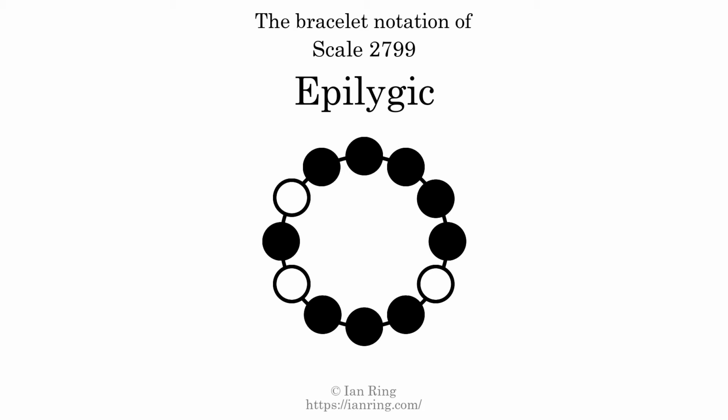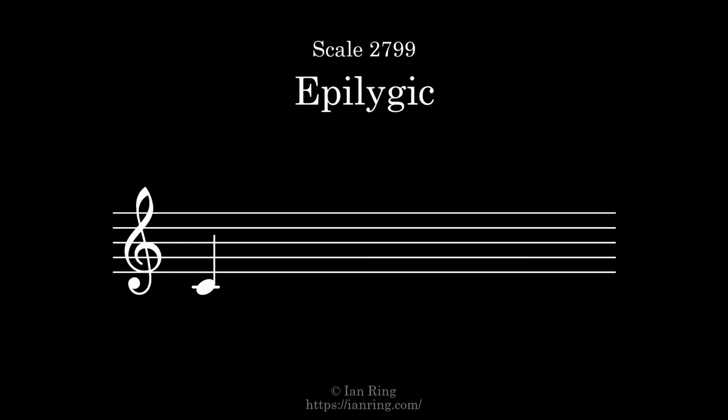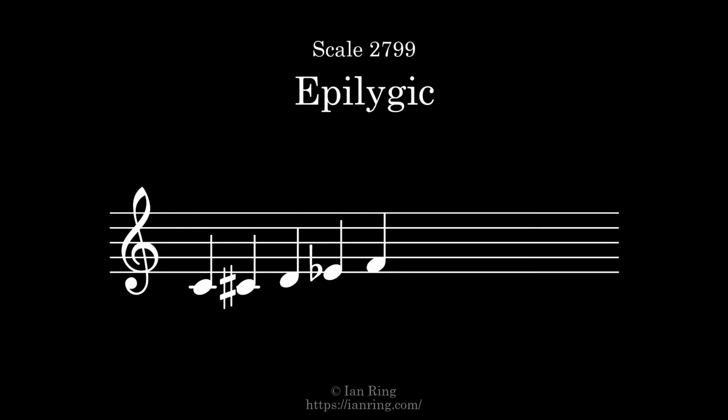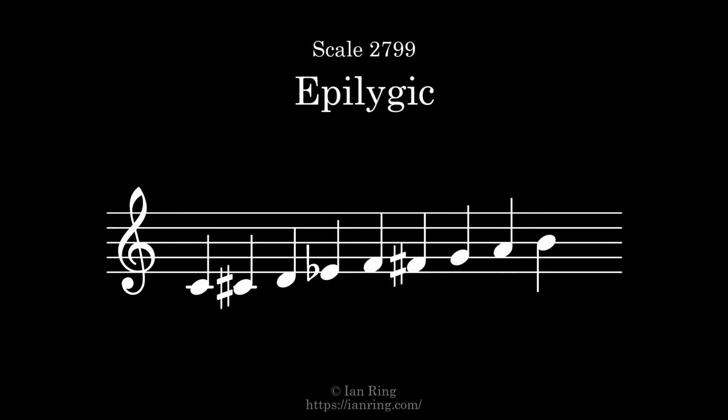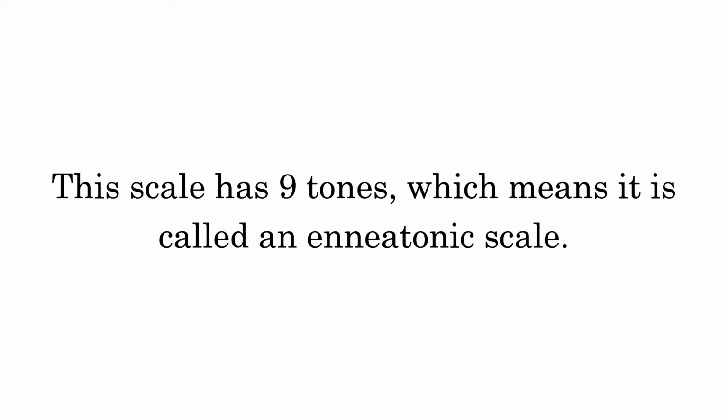2799, Epilygic, which sounds like this. This scale has 9 tones, which means it is called an enneatonic scale.